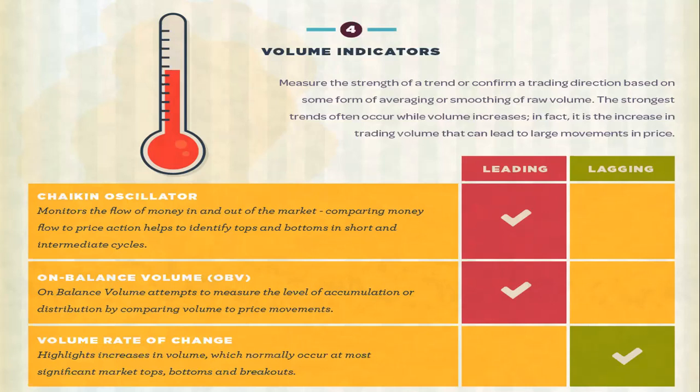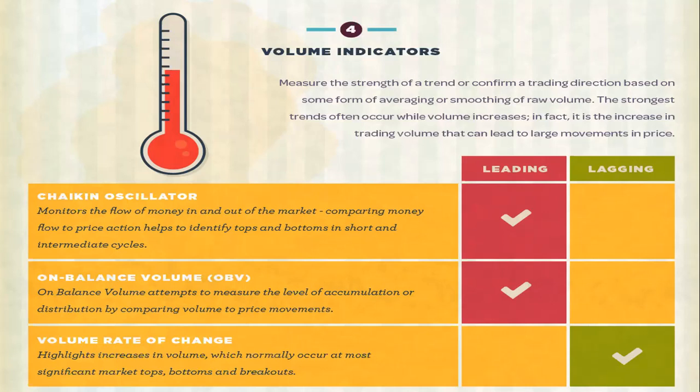So you have the Chaikin oscillator that monitors the flow of money in and out of the market. Comparing money flow to price action helps to identify tops and bottoms in short and intermediate cycles. And the Chaikin oscillator is categorized as a leading indicator.